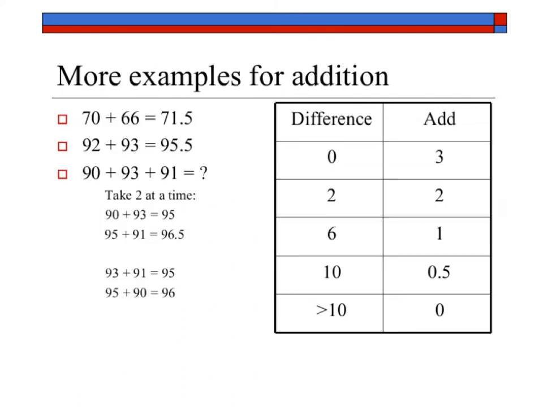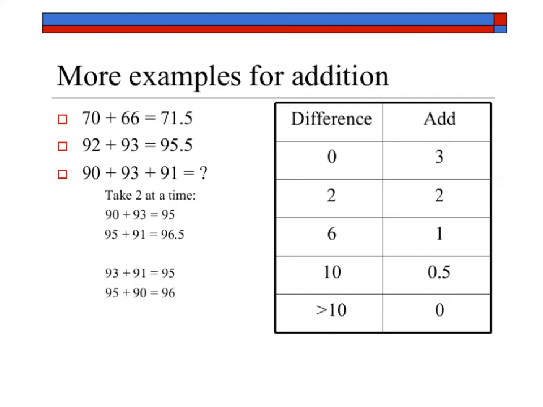Let's look at some other examples for addition which aren't quite so simple in that they don't fall exactly on the chart. Suppose, for example, we're trying to add 70 decibels plus 66 decibels. That's going to be a 4 decibel difference, so looking at the chart we see 4 is not on there, but 4 of course is midway between 2 and 6, so we add midway between 1 and 2, which would be about 1.5 decibels, so the total will be 71.5. 92 and 93 added together, the difference is 1. Looking at the chart, we're going to add an approximate 2.5 to the 93, giving us a total of 95.5.